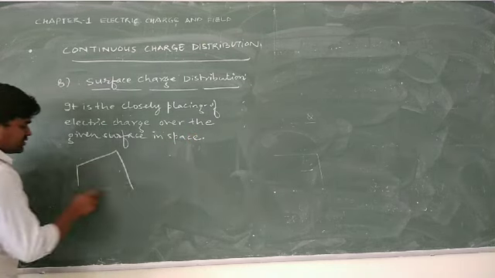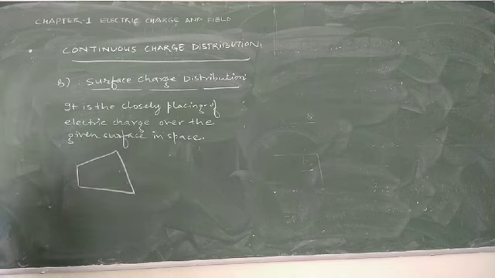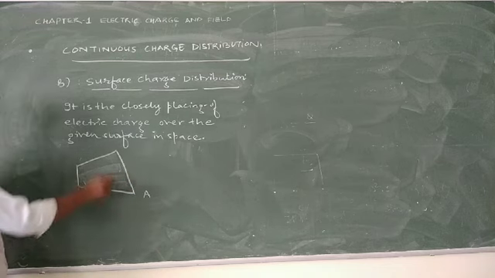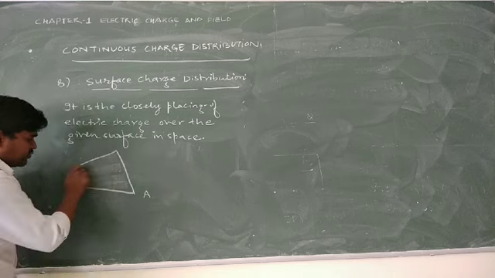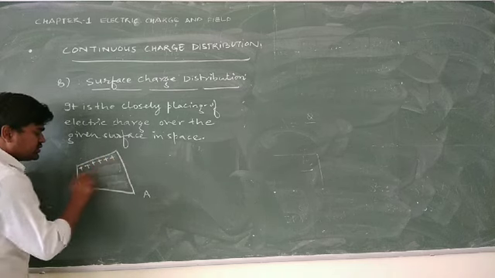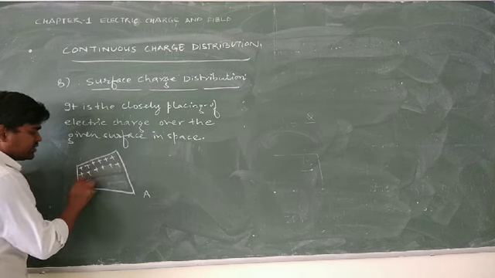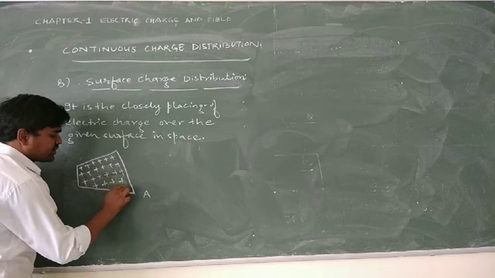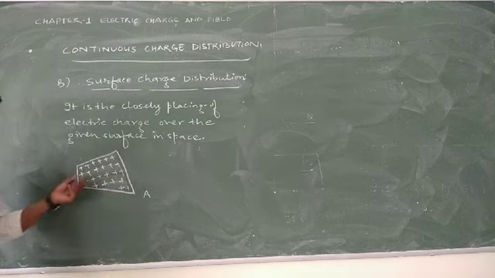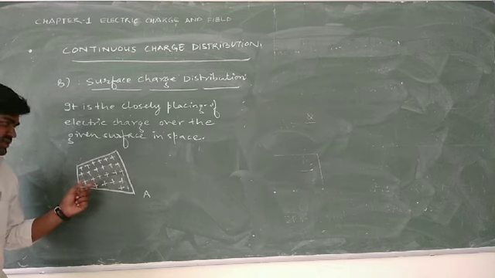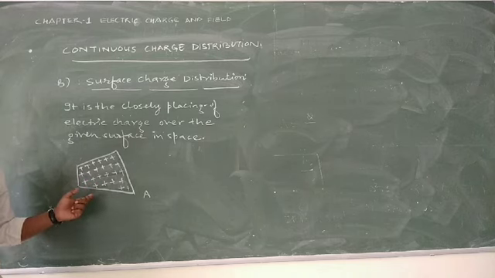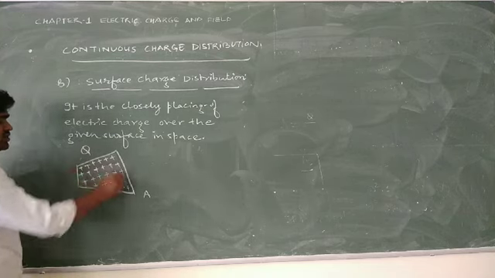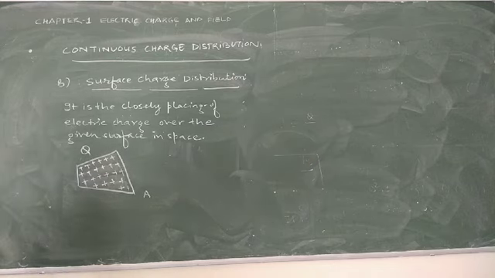If we have a paper having total surface area A, and over this surface area we have placed small positive charges very closely. So this kind of placing, where there is no space between the charges when placed on the surface, will be the surface charge distribution. Suppose we have placed a few charges over this area of the given surface.